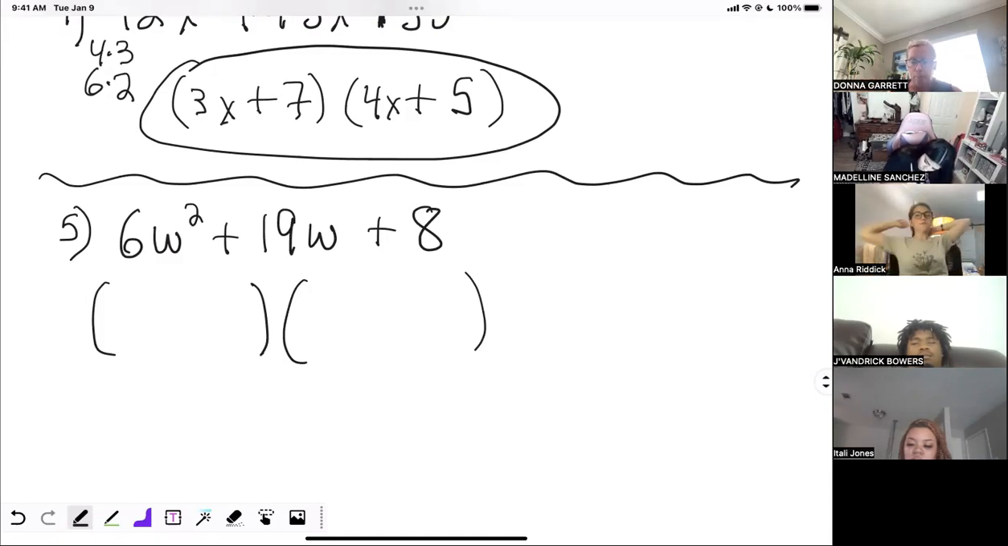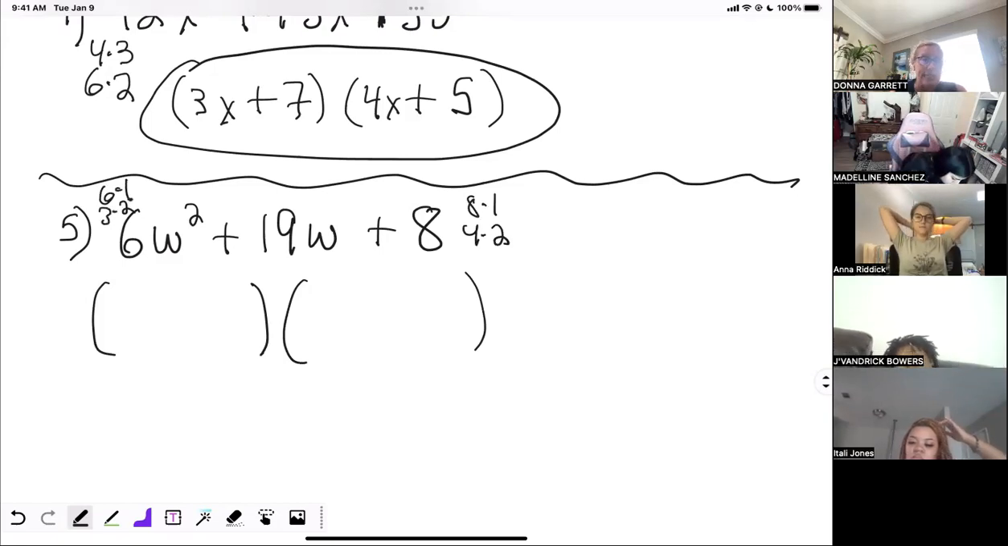Okay, so now we have this polynomial. So I know 8 is 8 and 1 or 4 and 2. I know 6 is 6 and 1 or 3 and 2. I know the middle number is 19. I'm just going to go for it, and we're going to say 3 and 2 and 4 and 2. And I'm going to say that I'm wrong.